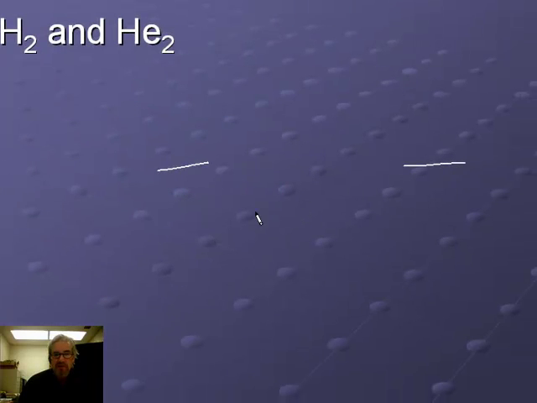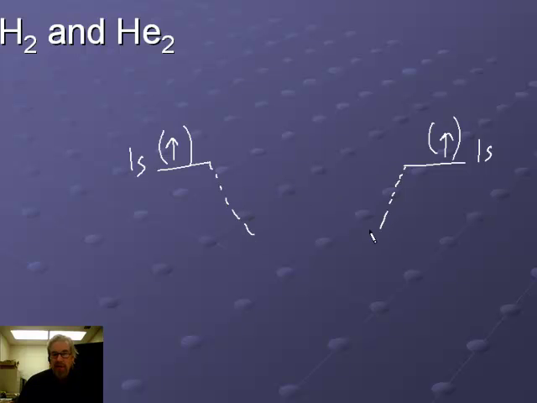Here we've got the unbonded hydrogen, the first hydrogen, 1s, and here's the second hydrogen atom, also has a 1s. Each one has one electron in it. So there's the unbonded orbital situation. Now I'm going to draw the energy level diagram for when they get together.